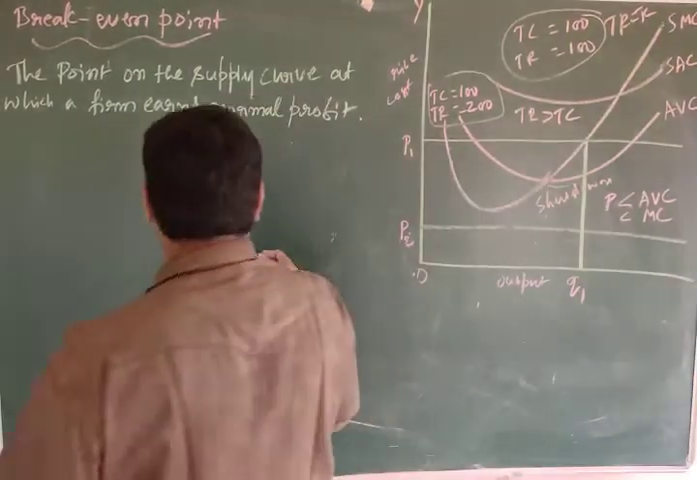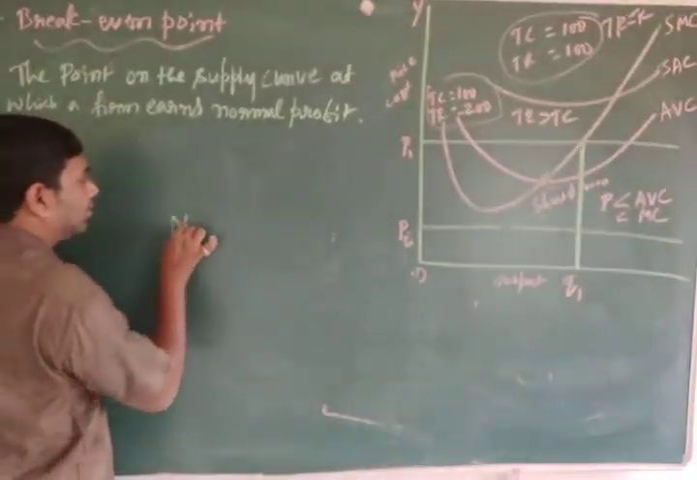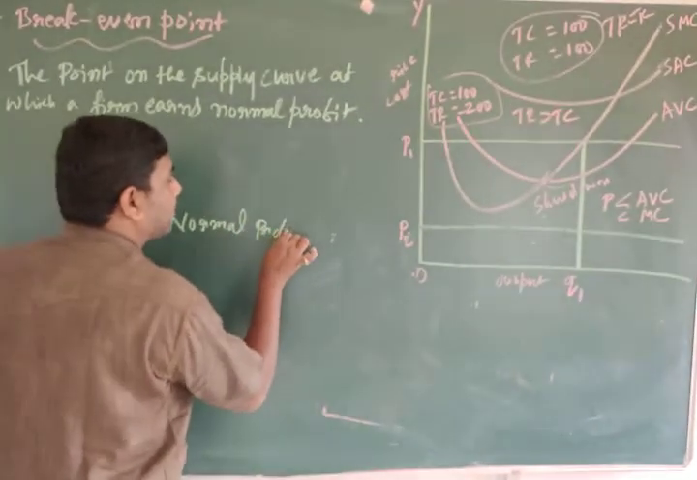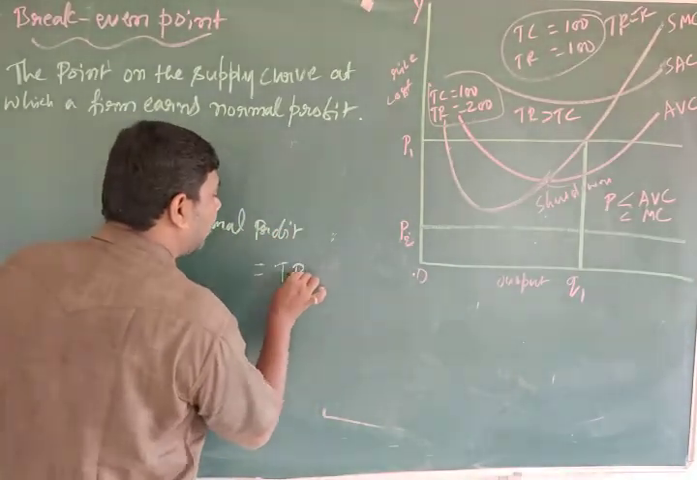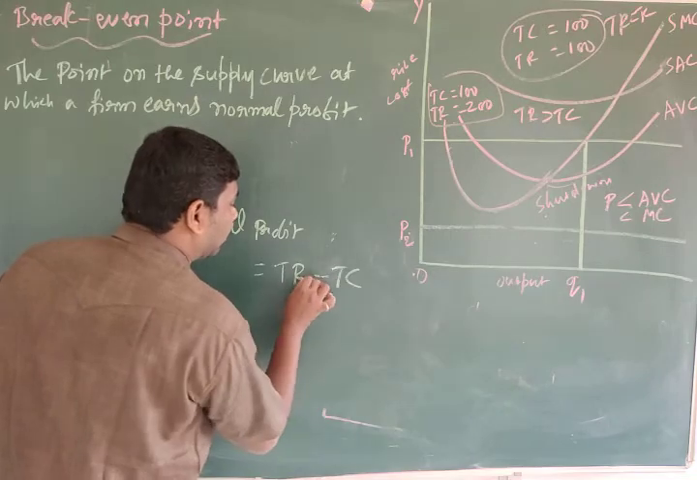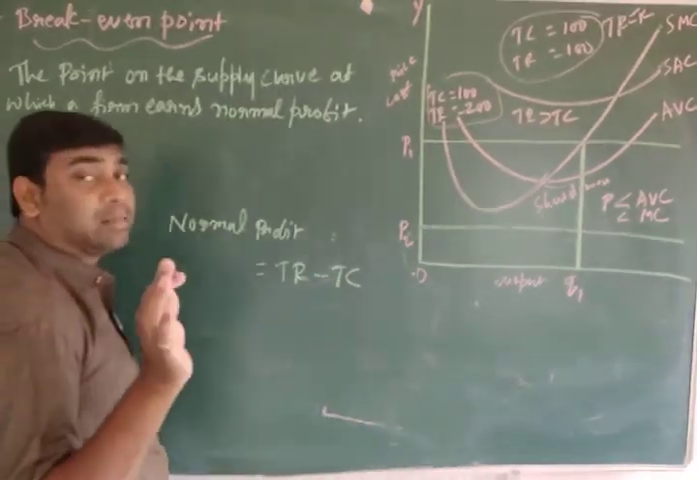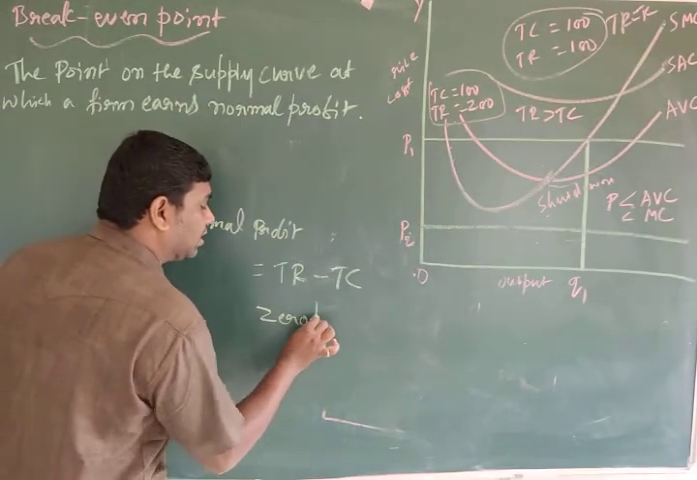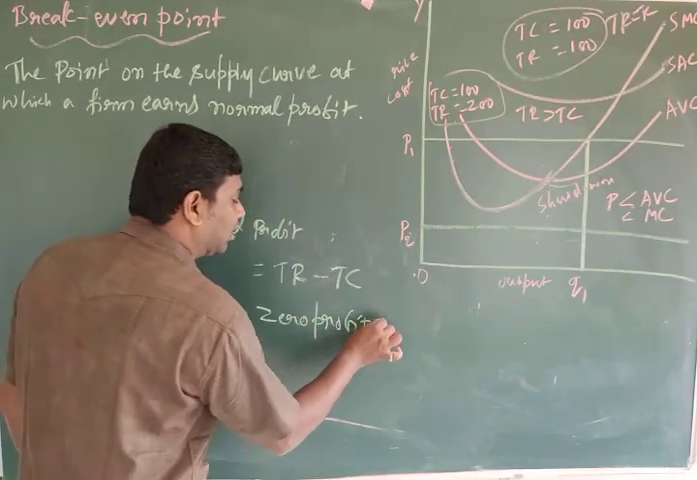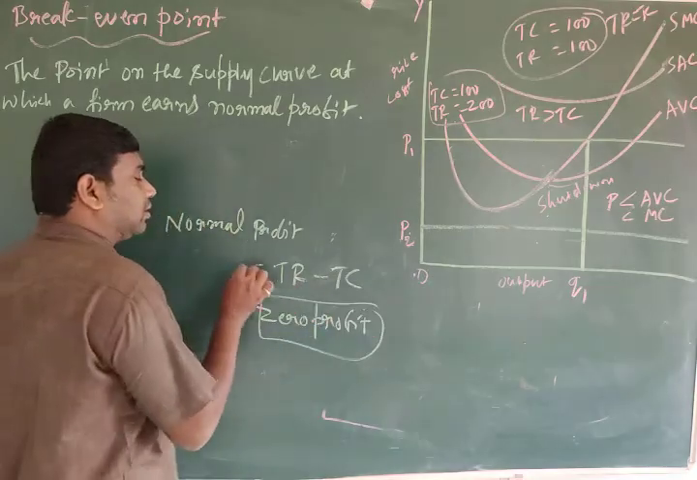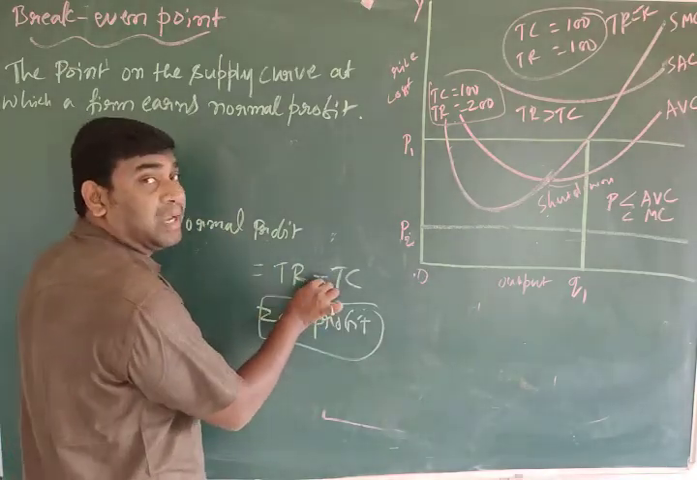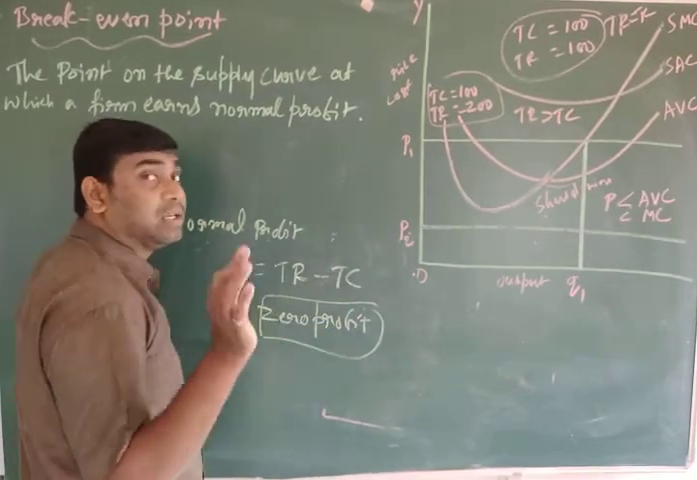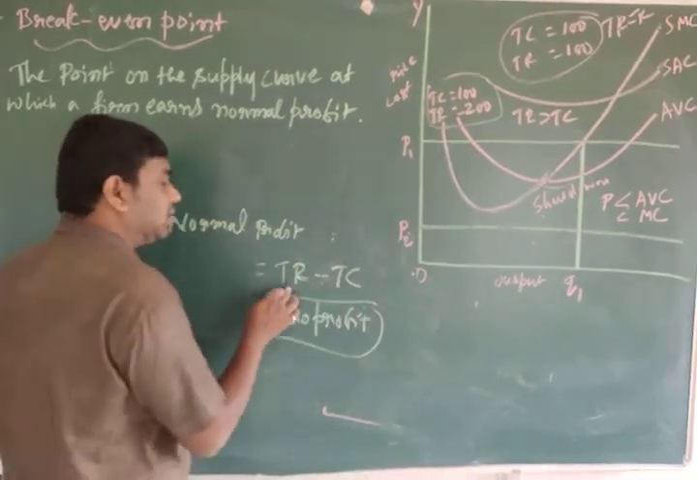See, that was normal profit. It was TR minus TC, not TR equals TC. TR minus TC, because it is called zero profit. We have to understand, normal profit is TR minus TC. Sorry for the mistake. This is TR minus TC, not TR equals TC.